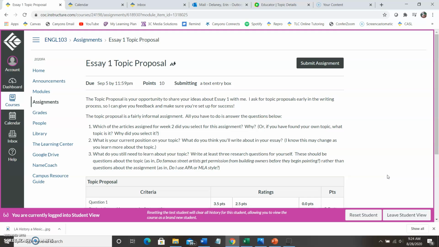And then this week you'll also have a topic proposal due. Topic proposal is fairly informal. It should be a low stress assignment where you just give me an idea of what you're thinking about writing about for the first essay. I use the topic proposals as an opportunity to make sure the students are on the right track and also to give them some feedback early in the writing process before anyone gets too deeply invested in their writing. I give a little bit of feedback here.